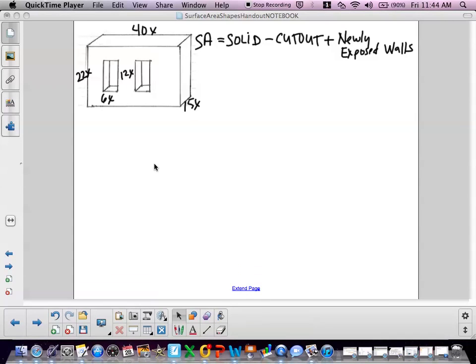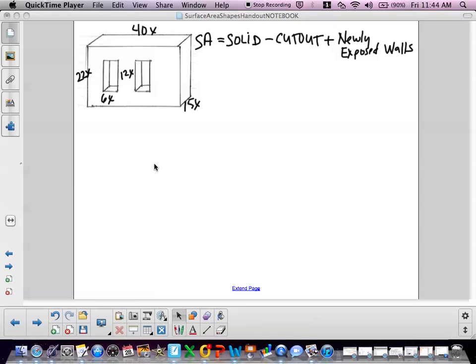Okay, look at the handout for surface area that you were given in class. Go to the very back page to the unmarked box. Find the box that has the two windows, looks just like this. Mark your sides. Your dimensions are 22x tall, 40x in width, and 15x deep. And then your windows are the same, 6x wide and 12x high.